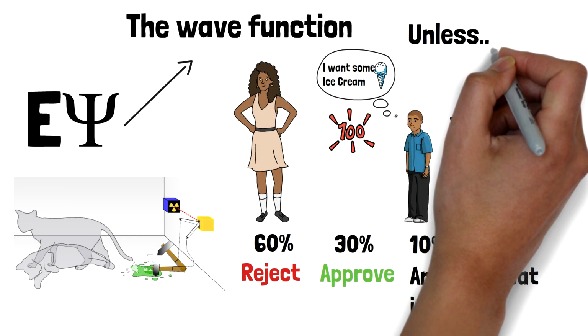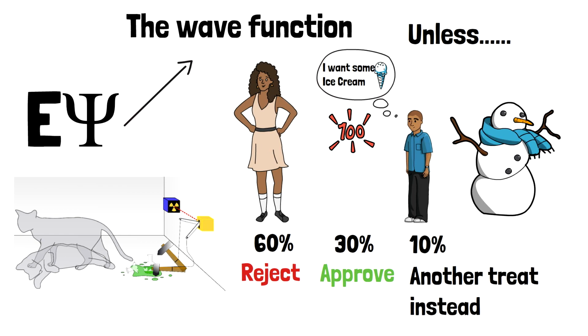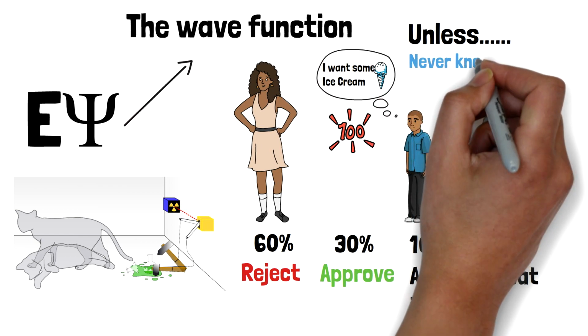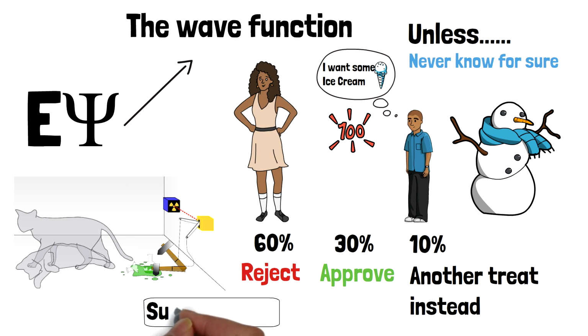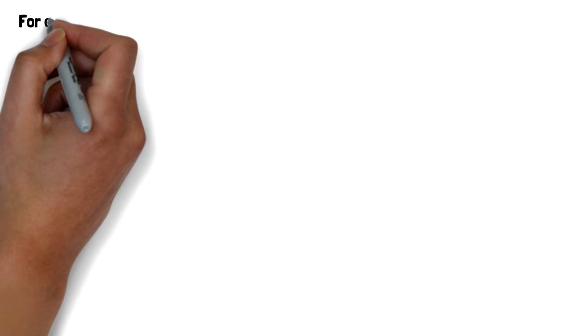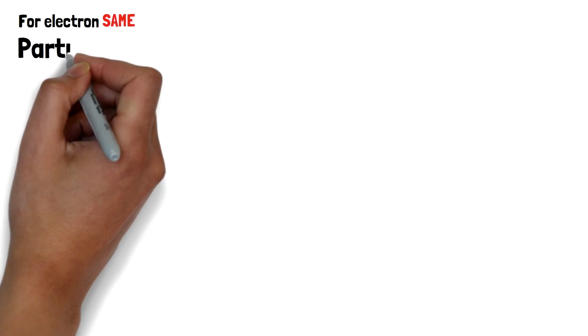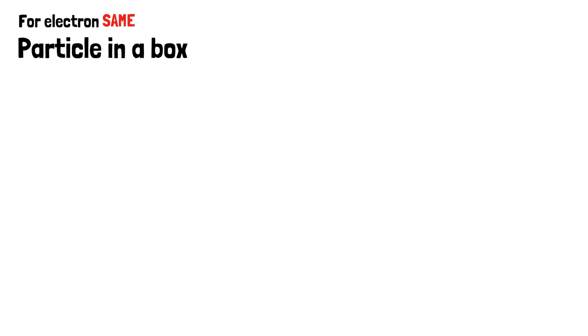However, unless we go talk to this kid and ask him what happened that day, we will never know for sure what happened. Therefore, the kid is in a superposition of having all the possible resolutions at once, just like Schrodinger's cat. Now similarly, in the microscopic world, this idea is also applicable. And one easy example to show this is the particle in a box model of an electron.